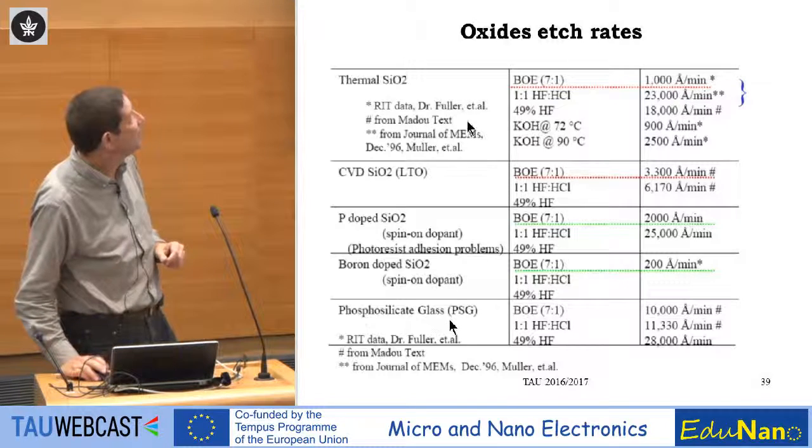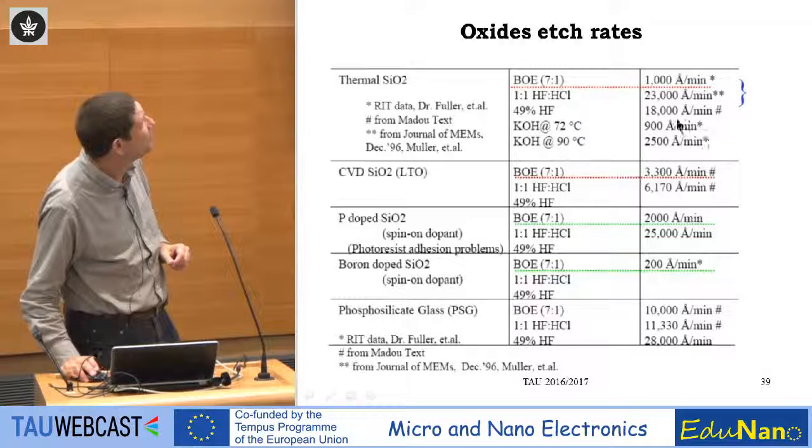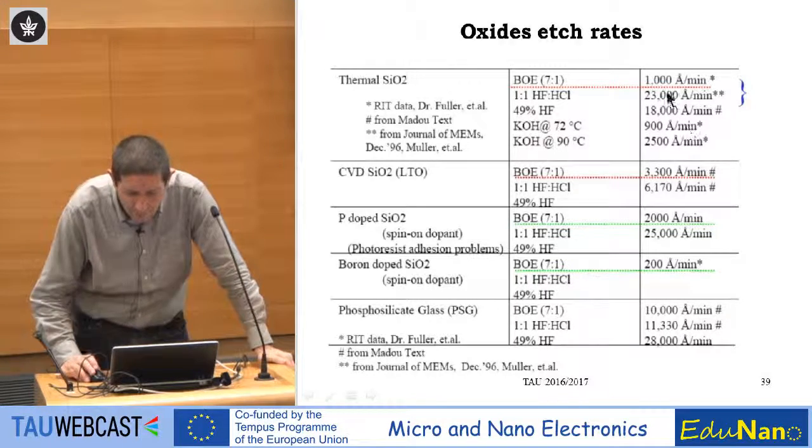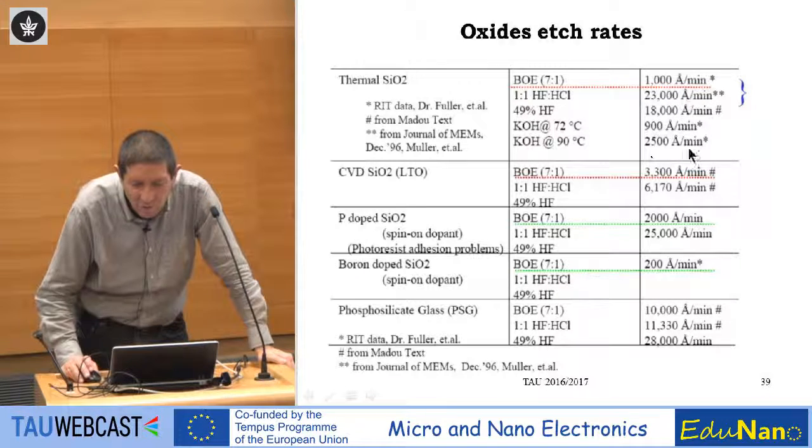And what you can see is that you can have here BOE, buffered oxide etch, HF, HF 1%, et cetera. Each one will give you different etch rates, and you can look at the numbers. Etch rate can vary from hundreds of angstroms per minute to this etchant, 23,000 angstroms per minute.